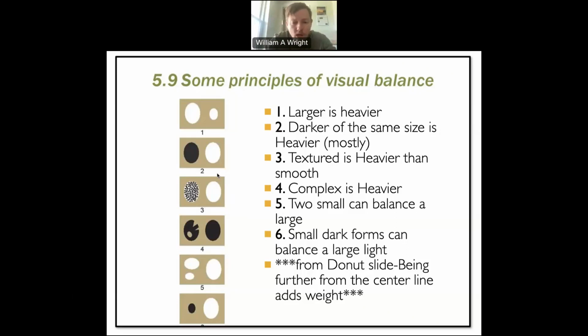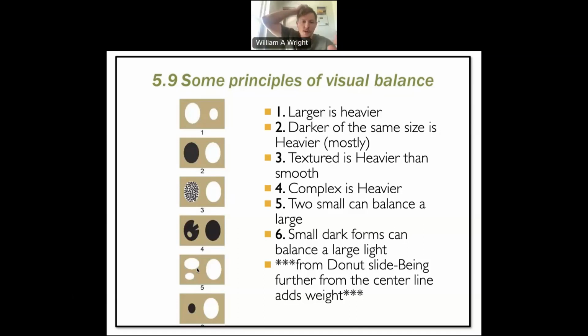Two small objects can balance a larger one. This is talking about how that all works: you can put two little things in the right position that will balance the one on the other side. So two small balance one large. A small dark form, right? And this is really just playing with the different concepts. If you make a form that's smaller but darker, it can balance a lighter, bigger object, right? And then remember the one from the slide several.